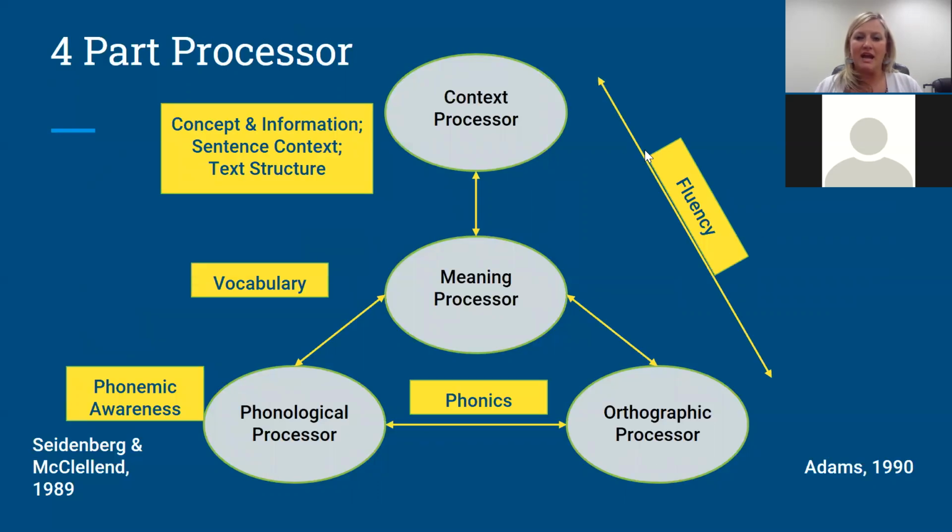We can overlay the big five in reading and think about the bottom two being the phonemic awareness and the phonics, the phonological awareness and the orthographic processor. Those two feed into that meaning processor, or our vocabulary. Ultimately, having fluency among all of those is where Adams was saying our students are finally going to understand things that are informational, or the sentence context, or our text structure.